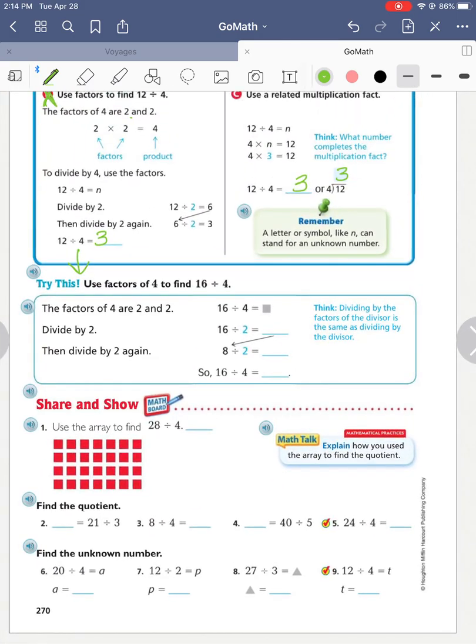All right, and then down here, it's having us divide by 2's. So first, do 16 divided by 2, which gives us 8, right? Then take that answer and do 8 divided by 2, which gives us 4. So 16 divided by 4 is 4. So this second answer is the answer to the first problem when you're dividing by 4.